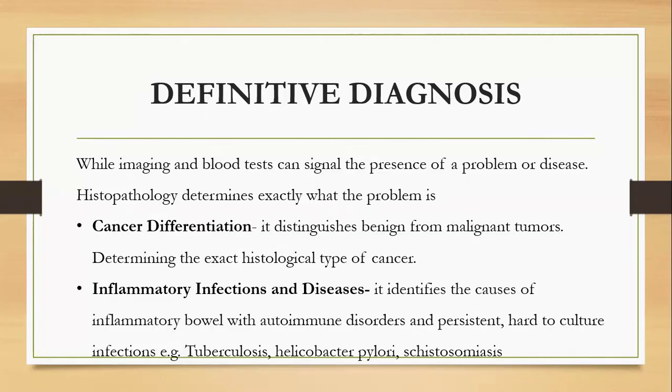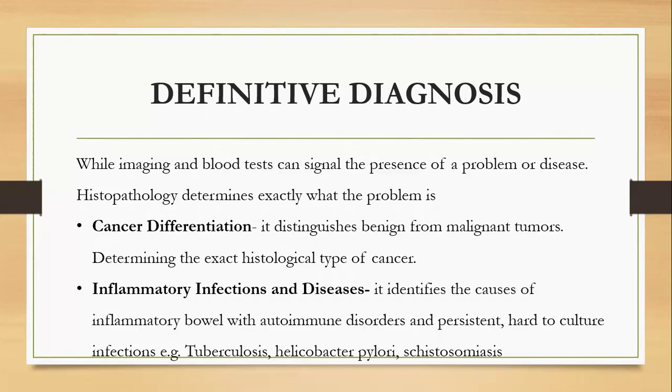Okay. So, like I was saying, this is the first and most crucial step, making a confirmatory diagnosis of the cancer. We all know that blood tests, of course, can signal the presence of a disease condition, but histopathology actually will tell you exactly what the problem is. That is, it will confirm the diagnosis for you rather than suggesting, just like blood tests would do.